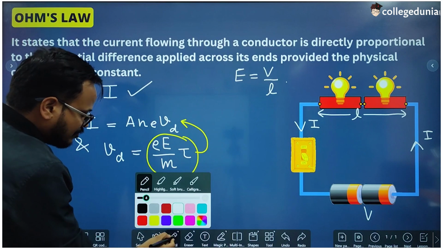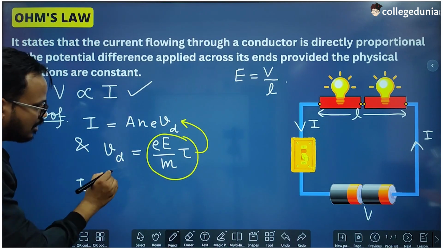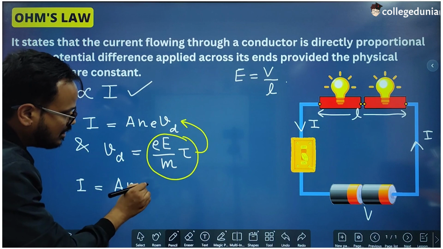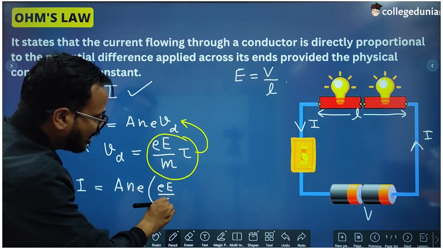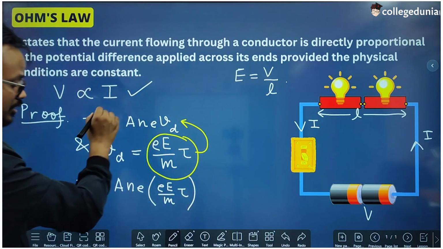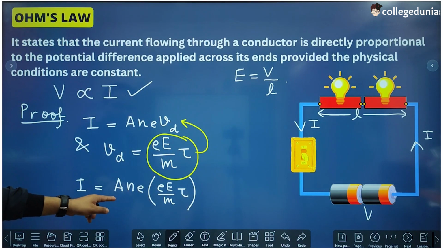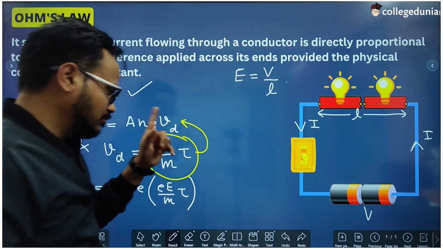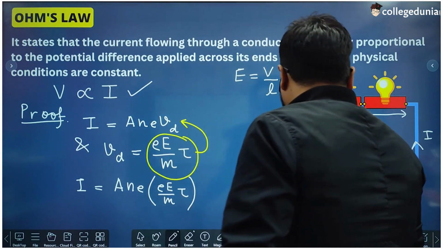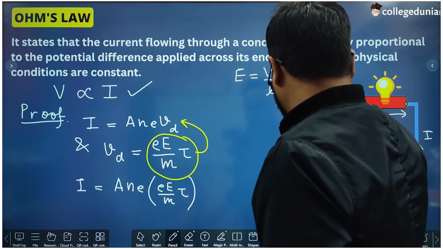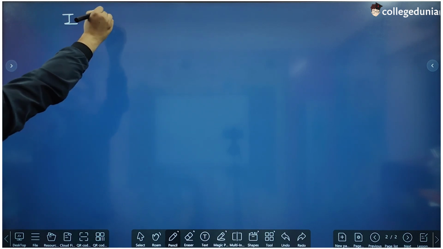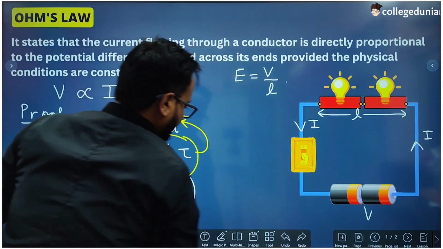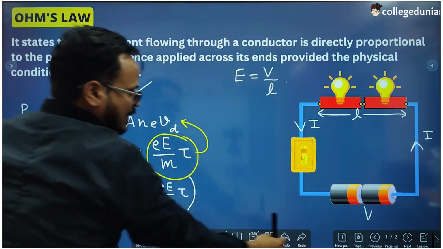So I becomes A n e, put the value of Vd, eE by m into tau. Now multiply it, it becomes A n e square E. Let's write it on the next page. It becomes I equal to A n e square E by m into tau.